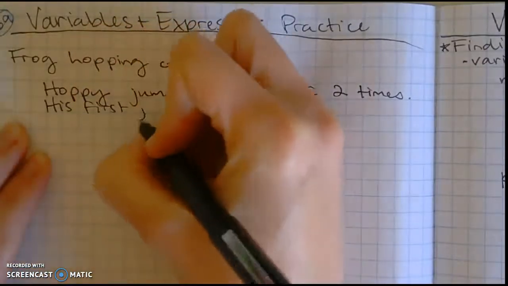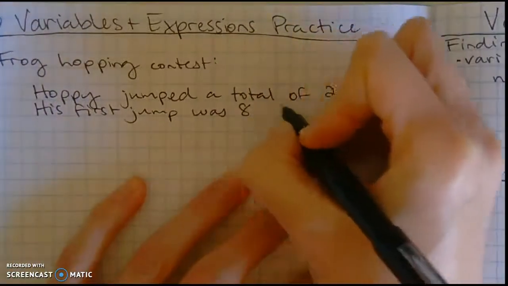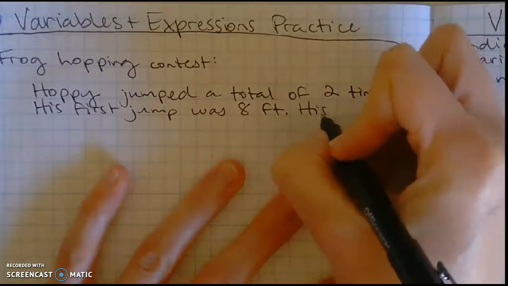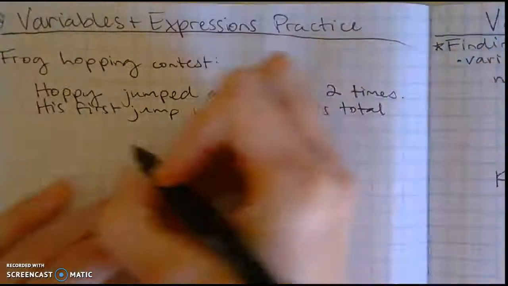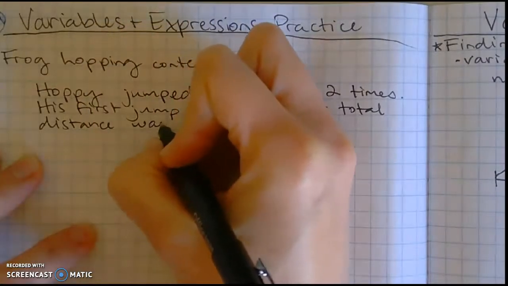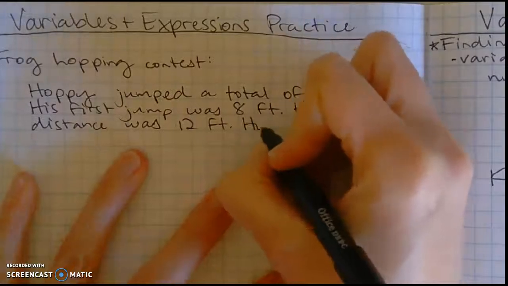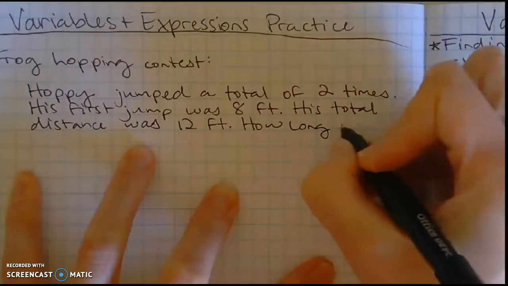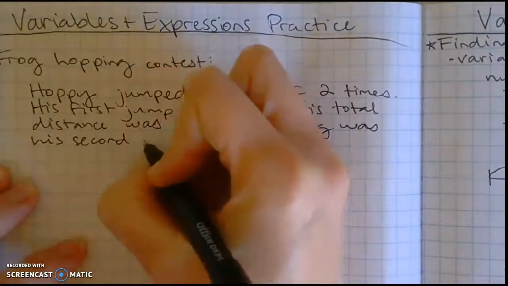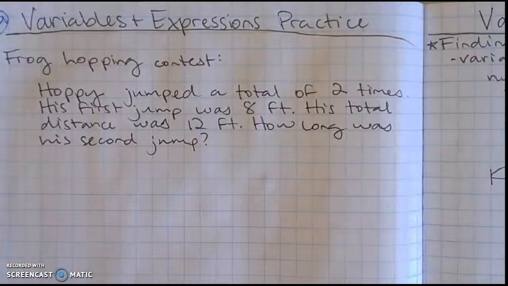His first jump was 8 feet. His total distance was 12 feet. How long was his second jump? So that's just a quick word problem.